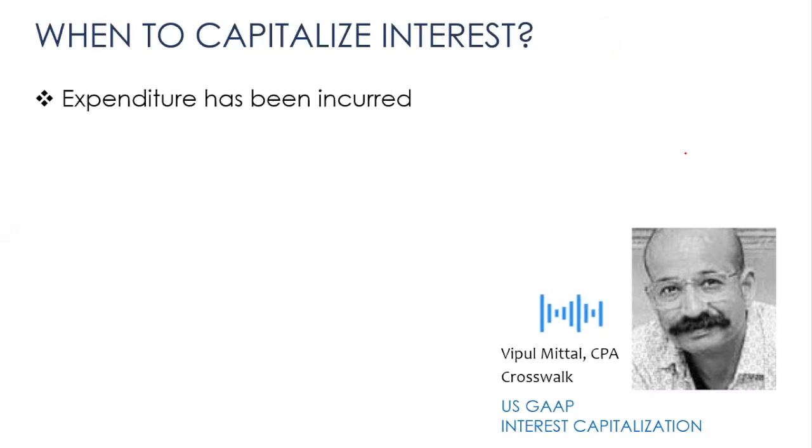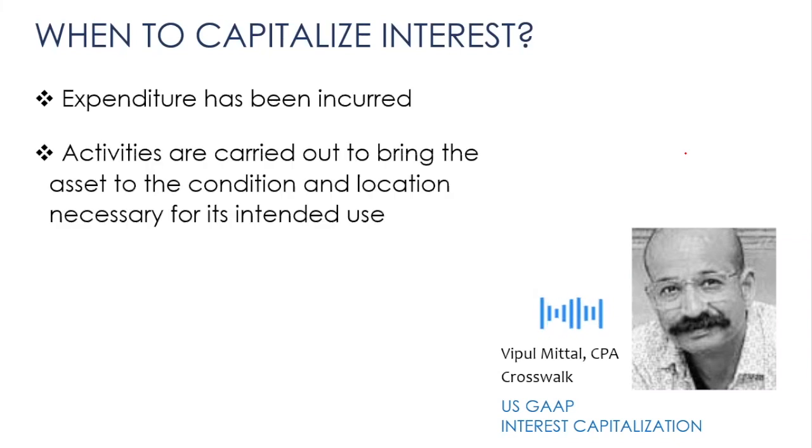First condition is that expenditure has been incurred. So you have acquired an asset or you are constructing an asset and you have incurred some expenditure. For example, if you are constructing a building, then you are incurring expenditure on that building. You have already incurred some expenditure, at least, or you have purchased an asset, then you have incurred some expenditure on purchase.